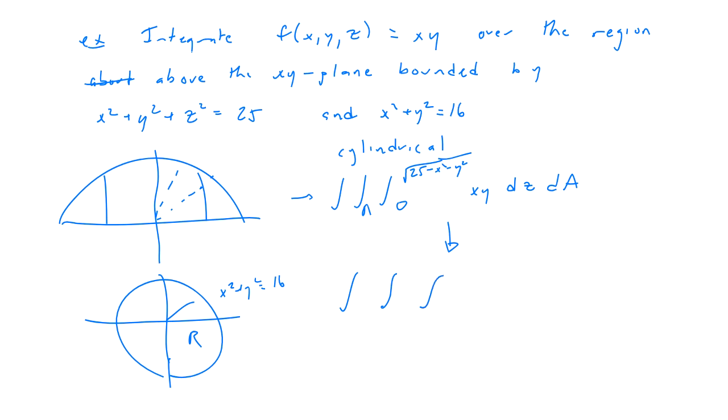So x, y will become r cosine theta, r sine theta. Because we're in polar coordinates, we're also going to get the extra r as usual. And what do the limits become? On the inside one, that's still 0. The upper limit becomes the square root. It's hard to write the square root. The square root of what?